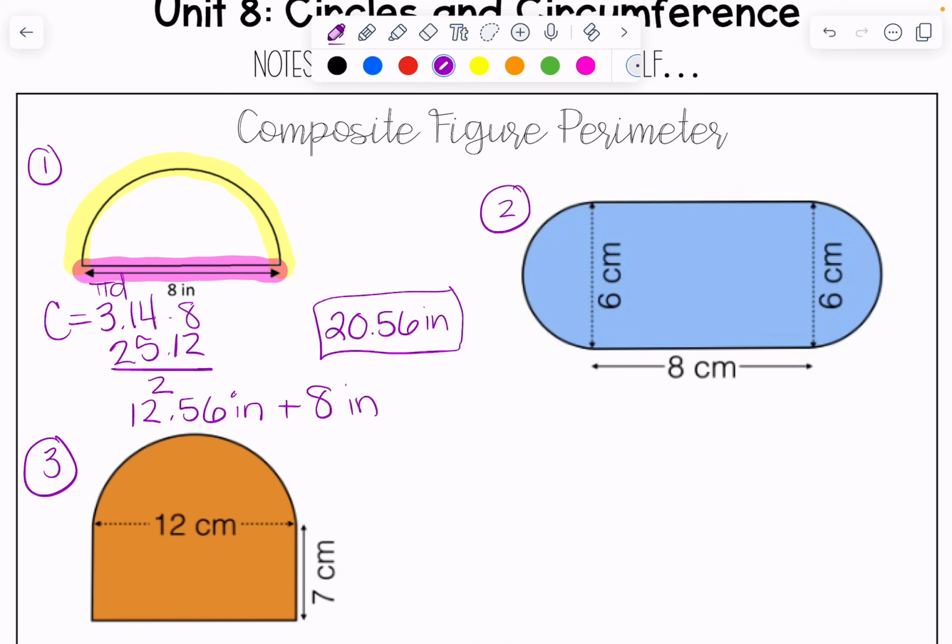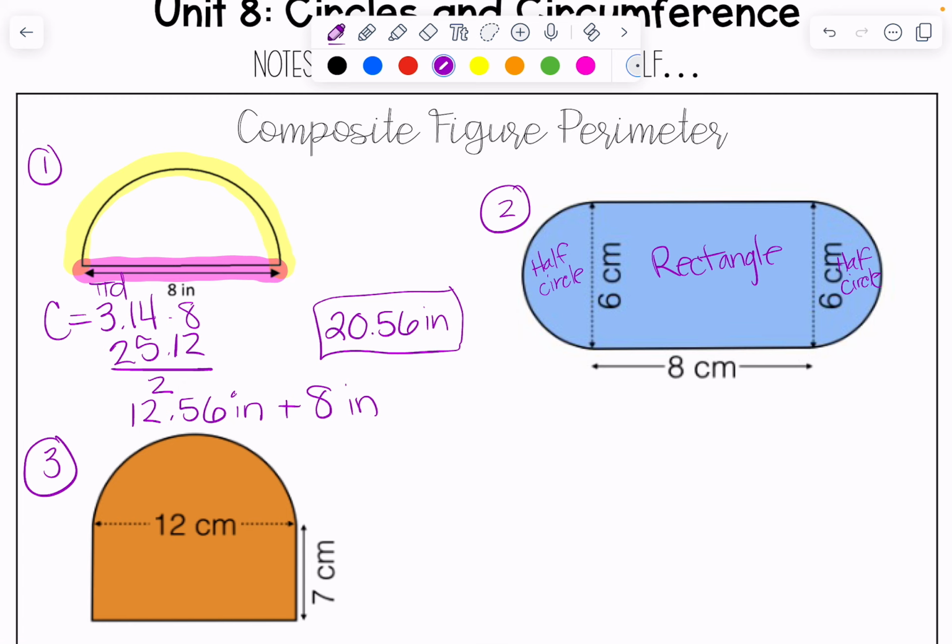When we look at number 2, we're going to ask ourselves, what shapes do we have here? Okay. And so some of you guys might say, okay, well, I see a half circle here, a rectangle, and I see another half circle.